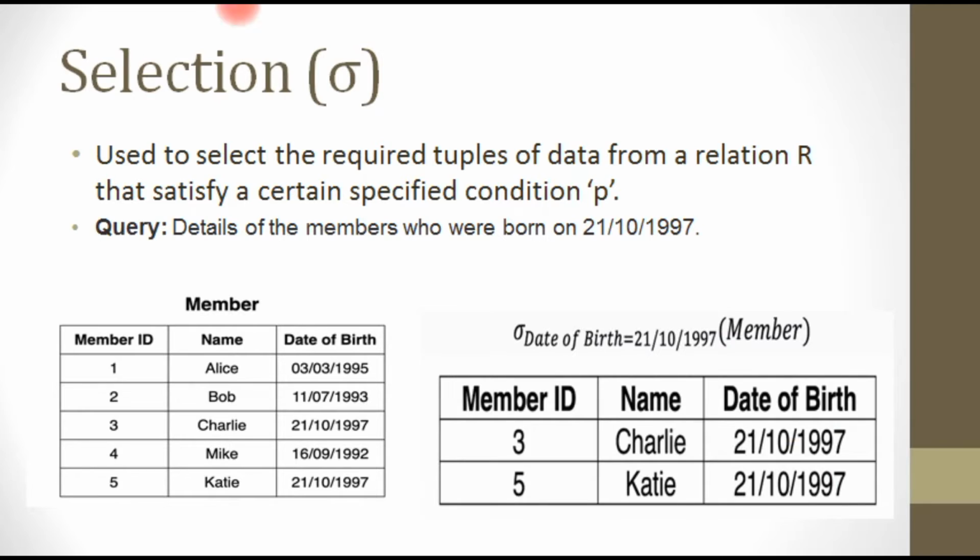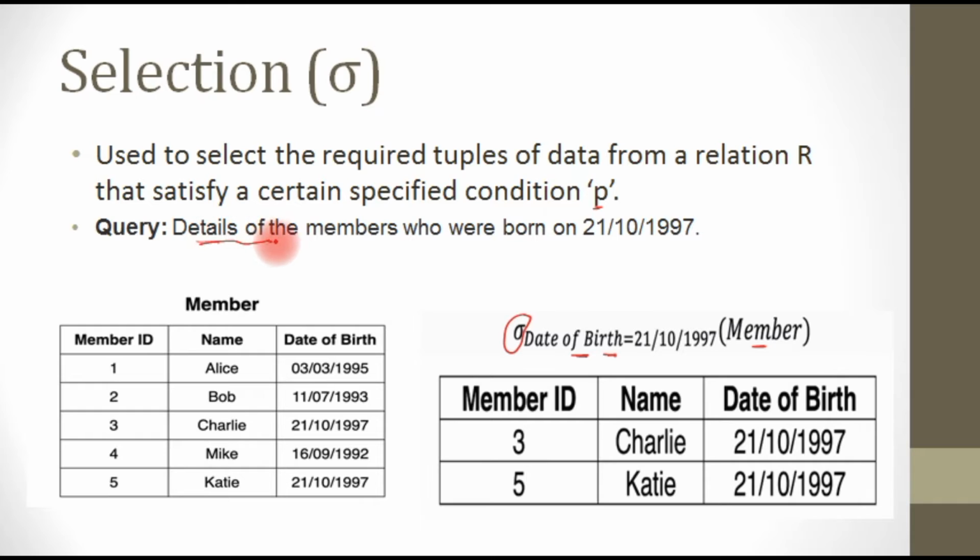Now see, selection. Selection is an operation which is used to select the required tuples of data from a relation R that satisfy a certain specified condition P. So what it is saying is that the selection operation will fetch those tuples from the relation which satisfy any condition which you specify with the selection operation. So this is the query.